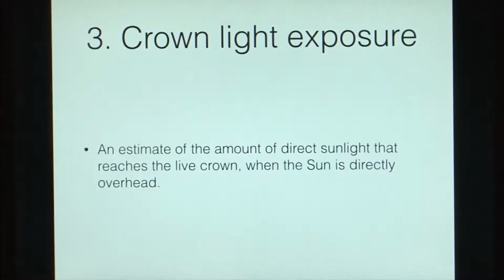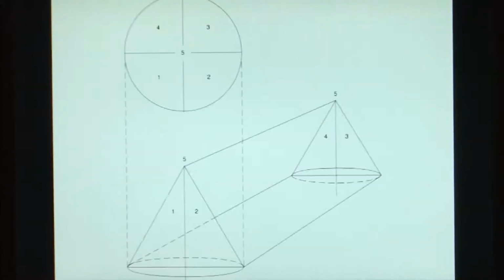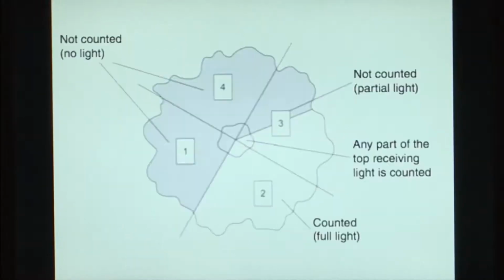Then we also looked at crown light exposure. That is an estimate of the amount of direct sunlight that reaches the live crown when the sun is directly overhead. In this case we defined units of 0 to 5. So, we looked at our canopy in the form of cones and we divided it into 4 sections horizontally and one section that covers the top portion.